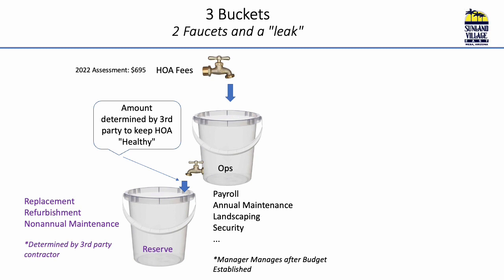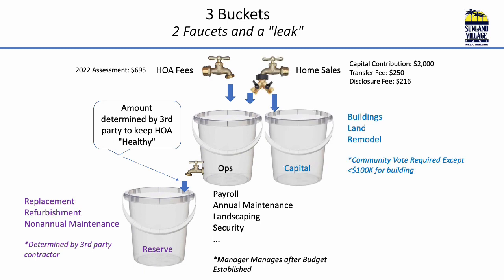Now for the second faucet, home sales. When you bought your house, you contributed 3 fees to the HOA. A capital contribution fee, a transfer fee, and a disclosure fee. As of today, those amounts are $2,000 for capital, $250 for transfer, and $216 for disclosure.